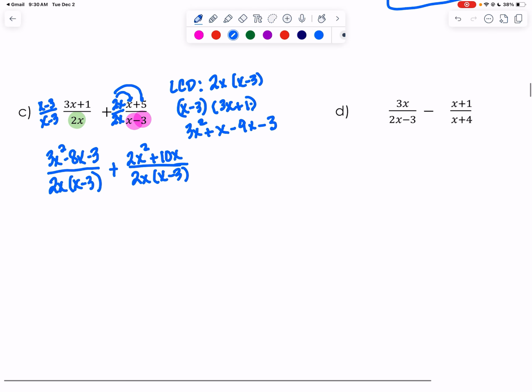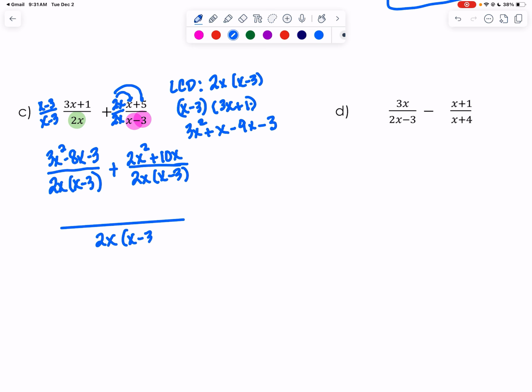Now, for addition, all we do is combine like terms. So we're going to make a new fraction where the common denominator is 2x times x minus 3. And then we just combine like terms in the numerator. So we have 3x squared plus 2x squared, 5x squared. Then we have negative 8x plus 10x, positive 2x. And then we have negative 3. Final answer.